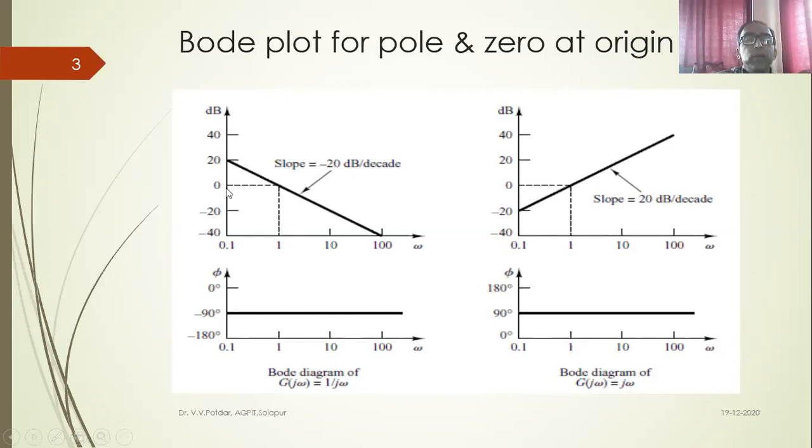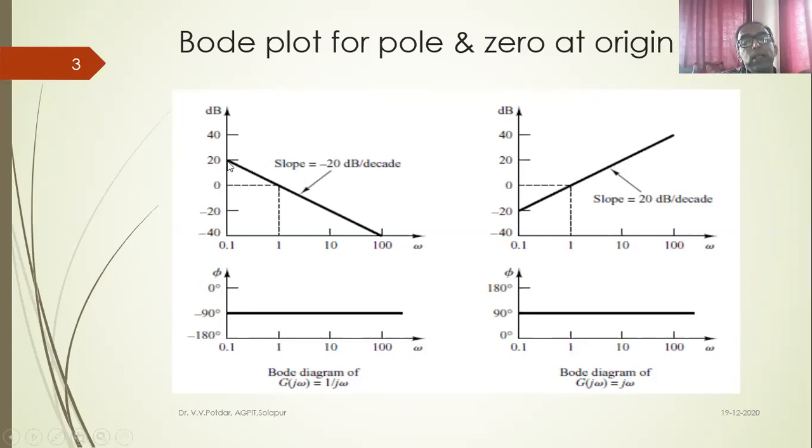Minus 20 decibel per decade. Decibel is the magnitude. On the y-axis we have 0, 20, 40, in steps of 20. On the x-axis I have 1 as the frequency. So this is 1 unit, this is called 1 decade, this is also 1 decade, and this is also 1 decade. And what is the value on the y-axis? It is 20. So 20 decibel per decade.